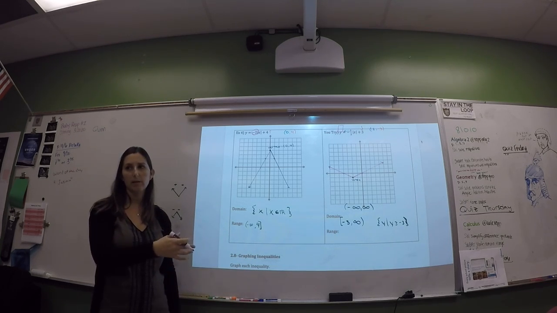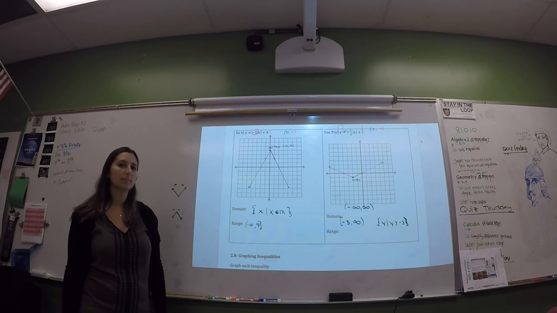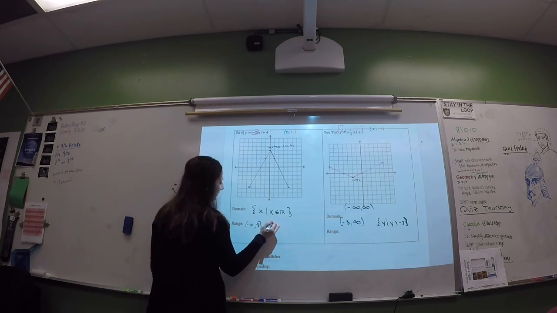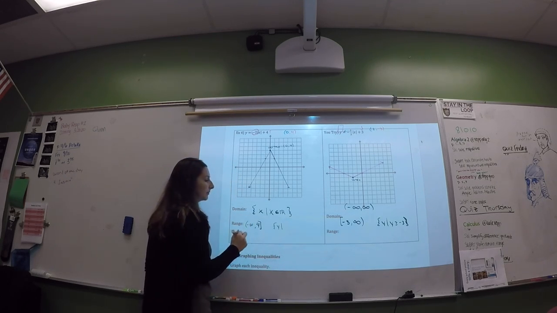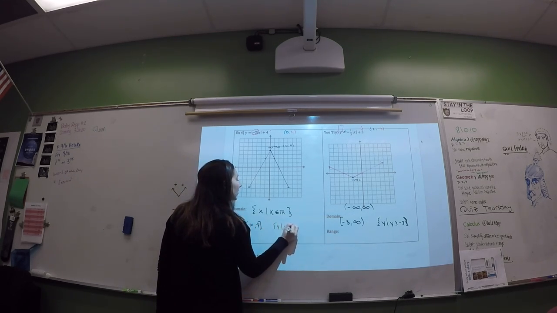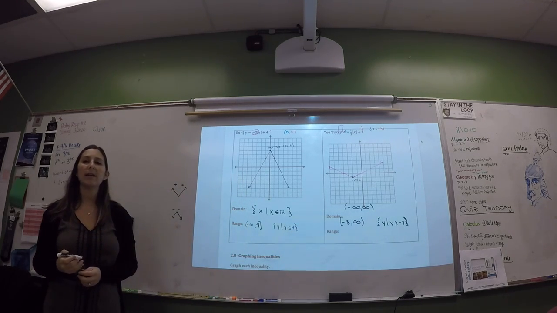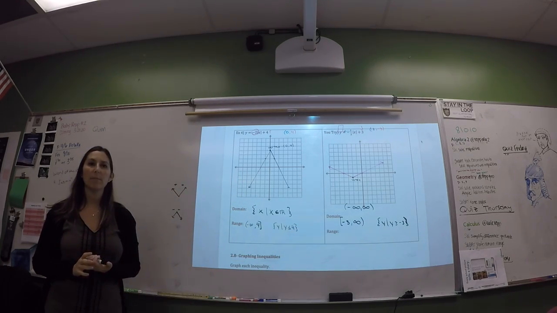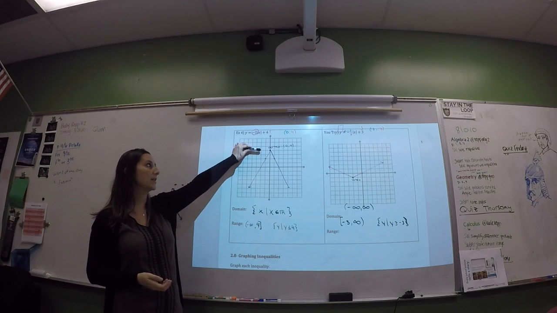For set builder, would I flip the sign? Yes, you flip the sign. So it's going to be y is less than or equal to 4. Instead of greater than or equal to something, it's going to be less than or equal to something, because it has to be smaller than 4.